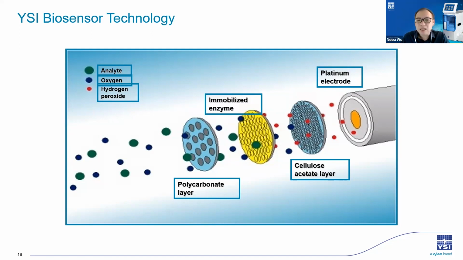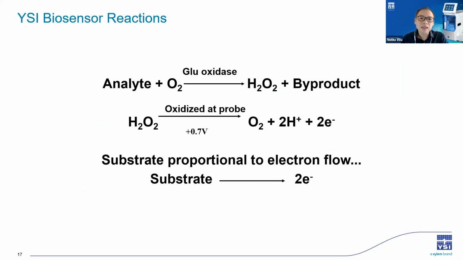And then there is the immobilized enzyme. Immobilized means the enzyme is trapped there and will not be lost during the process. The enzyme reacts with the analyte and oxygen, and eventually hydrogen peroxide is produced, with an electronic signal detected by the platinum electrode. In a quick formula, the analyte with oxygen, and glucose oxidase is an enzyme that reacts with this analyte, producing hydrogen peroxide and a byproduct. The electrode senses the hydrogen peroxide and the electron flow, and the more electron flow, the higher the concentration of the analyte. Then with the algorithm stored inside the analyzer, we can work out the concentration of the analyte.